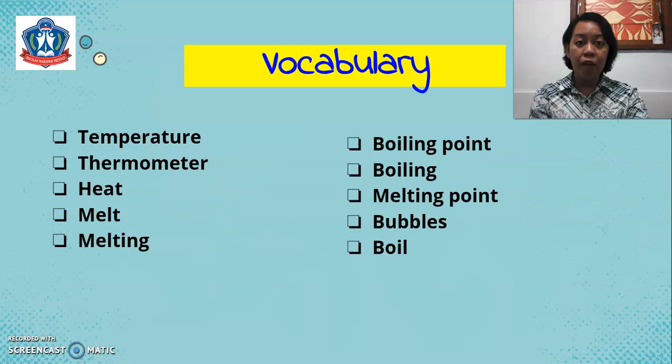For our vocabulary, we have the following words: temperature, thermometer, heat, melt, melting, boiling point, boiling, melting point, bubbles, and boil. So please take your time to check their meanings and write your answers in your science notebook.